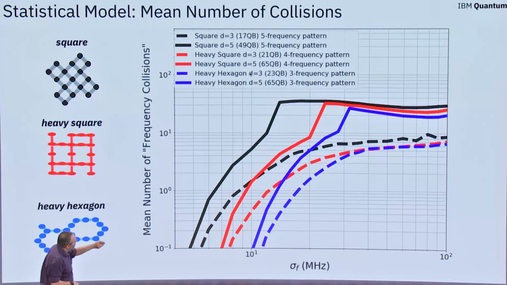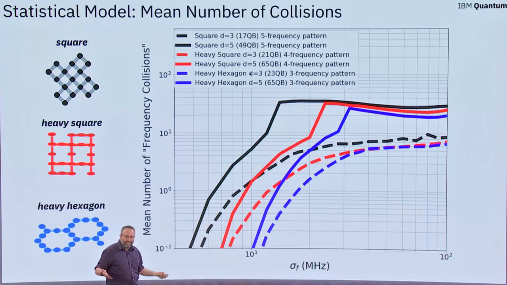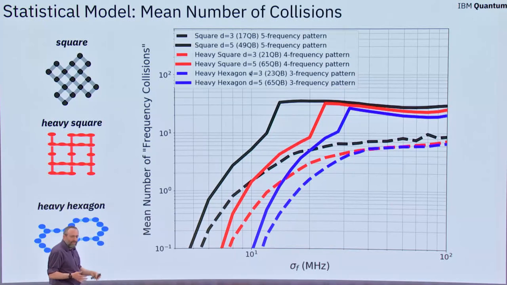for these different types of lattices. And what you do see is that the square lattice, for the same size of lattice, effective same distance of lattice, you always seem to be having more collisions at any scale. And then followed by the heavy square and then the heavy hexagon.